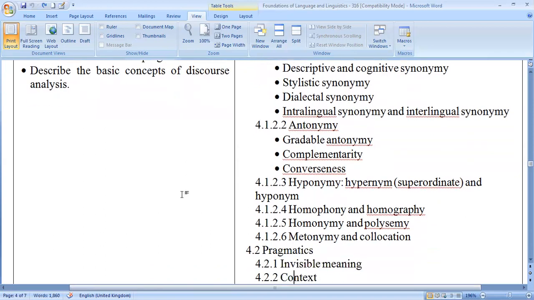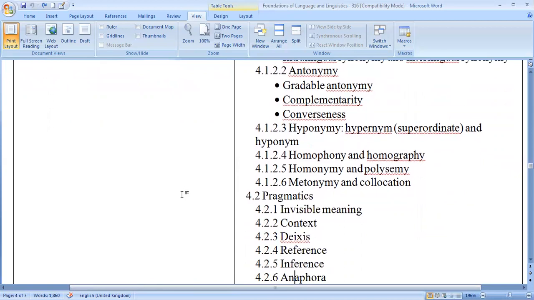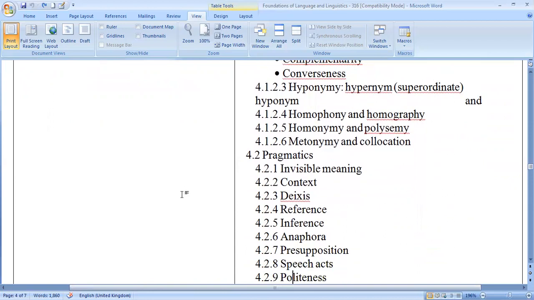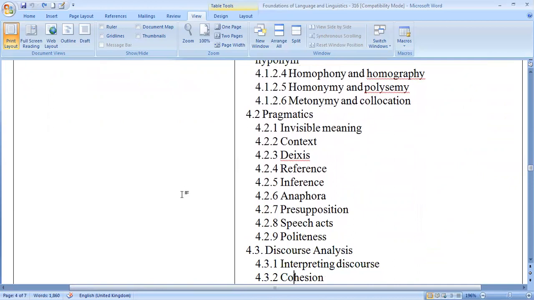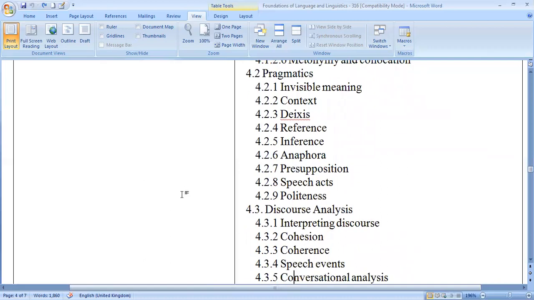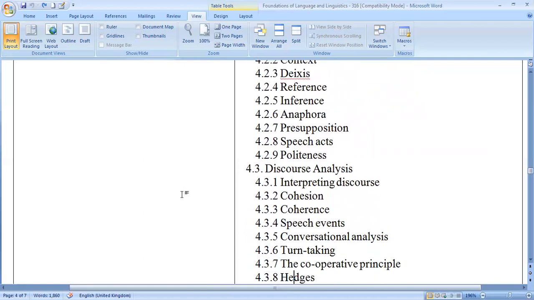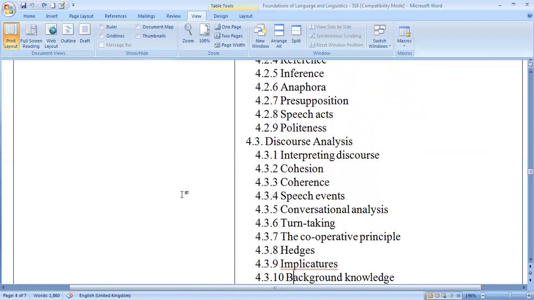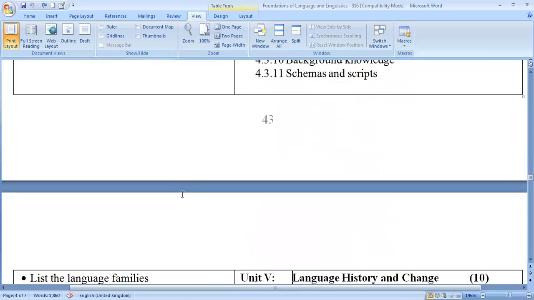Then pragmatics there, the appropriate use of language according to the context, that is invisible meaning, context, deixis, then reference, inferences, anaphora, presupposition, speech act, politeness there. The next topic is discourse analysis. Under the discourse analysis, students have to learn interpreting discourse, cohesion, coherence, speech events, conversational analysis, turn taking, the cooperative principle, and implicatures. And the next topic is background knowledge, that is schemas and scripts.